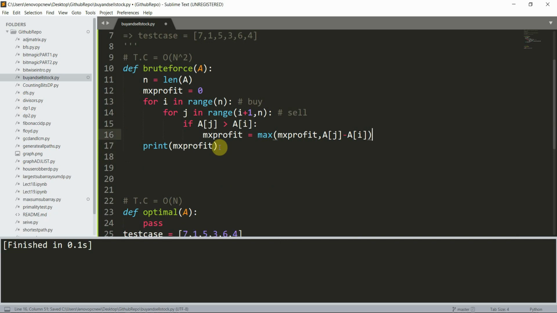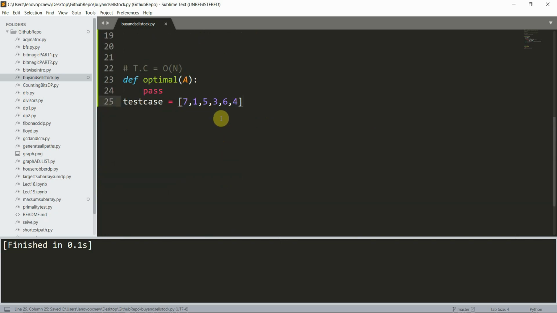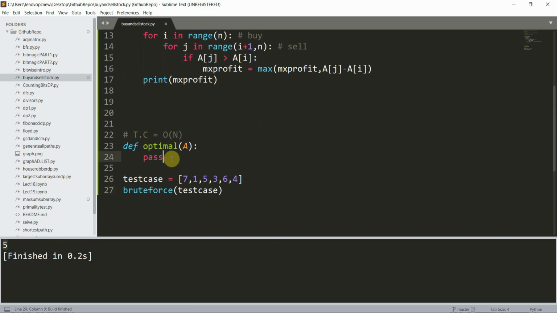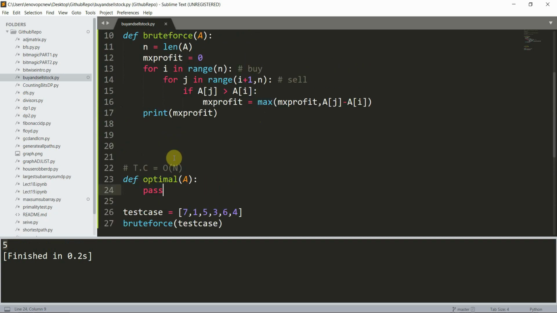So I hope this question is clear, and I'll run this brute force test case. Yeah, I get the answer as 5, but I have an optimal way of solving this question. Let's see what is the optimal way. We can solve this question in O of n approach.